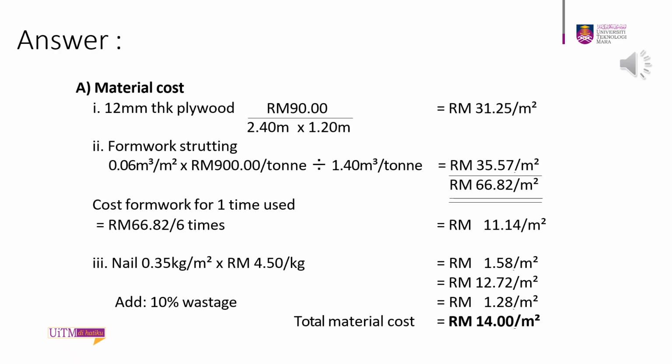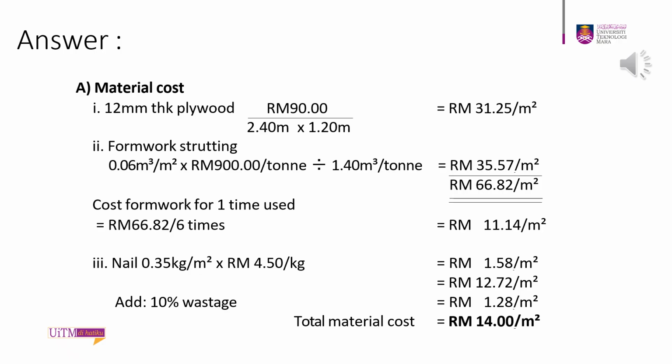This slide shows the calculation of material cost for formwork to the soffit of a slab per square meter. First, the plywood cost. 90 ringgit per sheet divided by its area gives 31.25 ringgit per square meter. Next, the timber strutting. 0.06 cubic meters per square meter multiplied by 900 ringgit per ton, adjusted for the timber density of 1.40 cubic meters per ton, gives 35.57 ringgit per square meter. The total formwork material value is 66.82 ringgit per square meter.